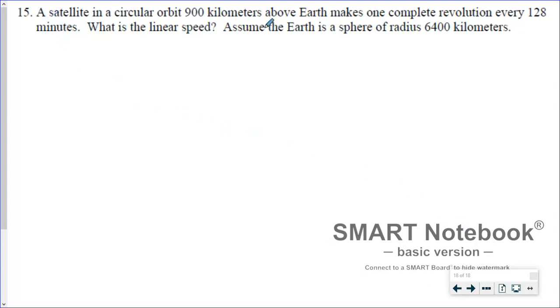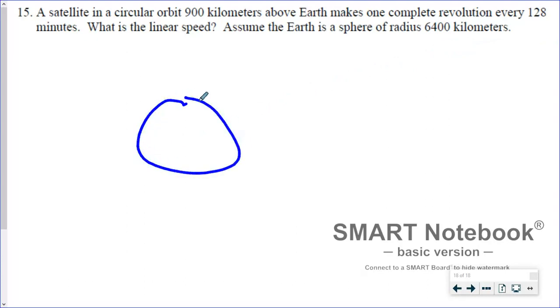One last problem. A satellite in a circular orbit 900 kilometers above Earth makes one complete revolution every 128 minutes. What is the linear speed? Assume that the Earth is a sphere of radius 6,400 kilometers.